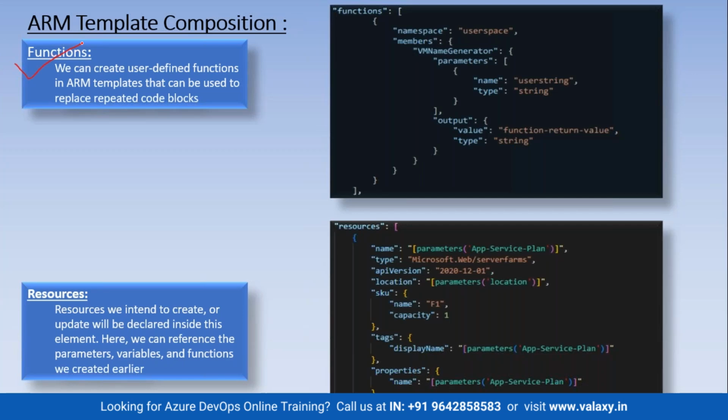So if there are any repetitive blocks in your template, suppose you're using some sort of calculation, like adding two numbers, and that calculation is getting used n number of times inside your template, what will happen? You will be writing repetitive code inside your template. If you want to avoid such things, then you can define a function and just call that function inside your template.